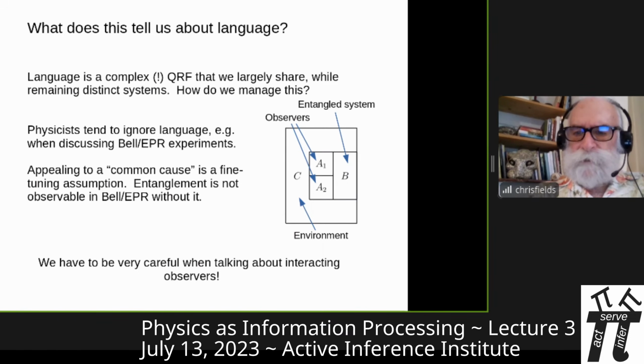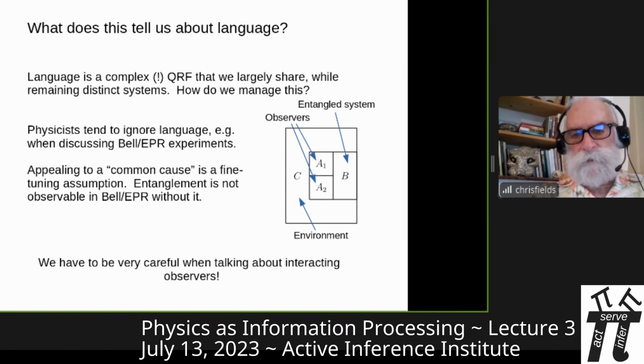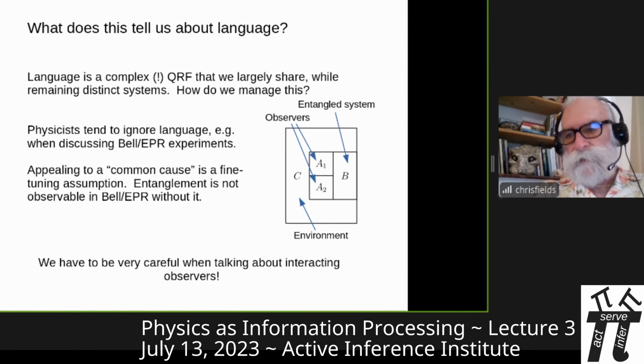So how come the observers aren't entangled? How come they are still separable? What we end up appealing to is some sort of common cause in the past to explain why they share a language. They both learned it from their culture, so their culture is some sort of common cause. But all such assumptions are fine-tuning assumptions.